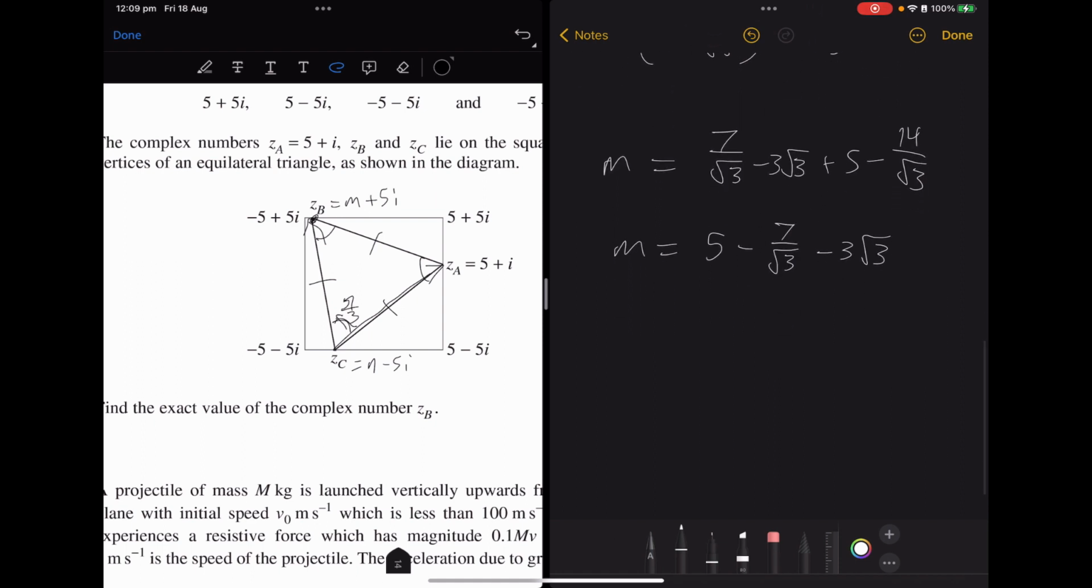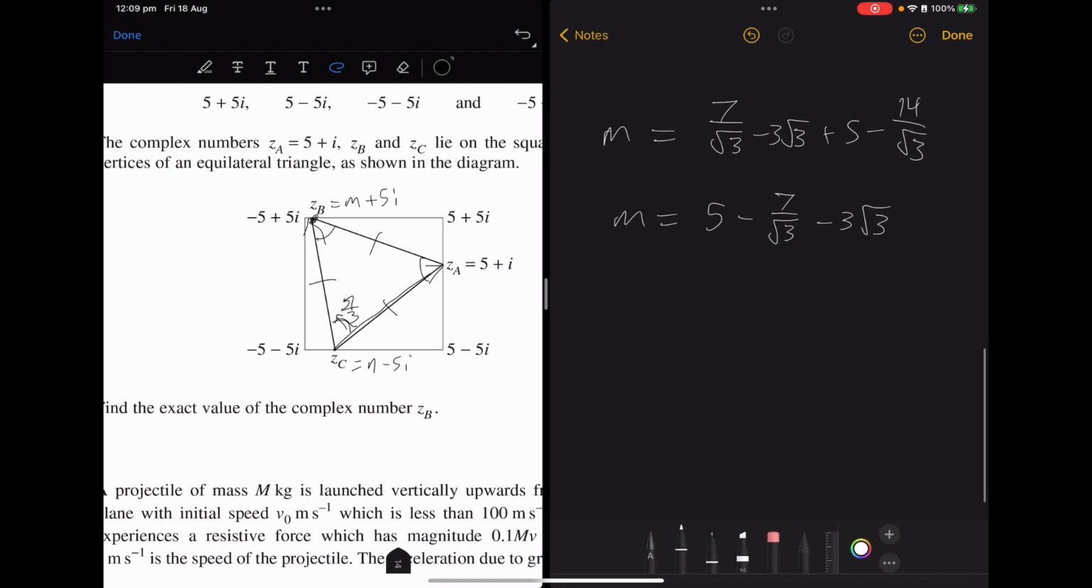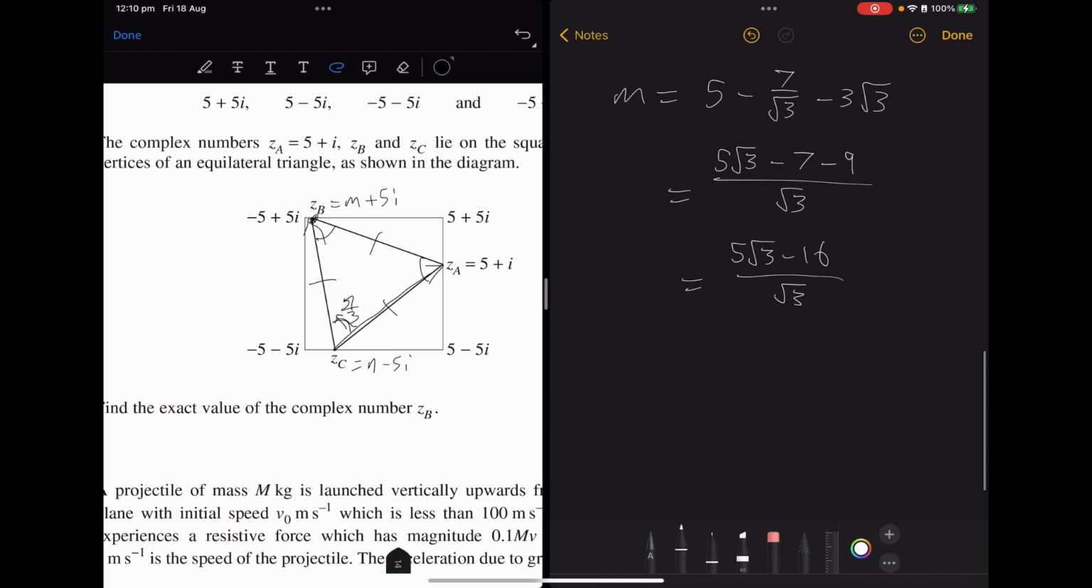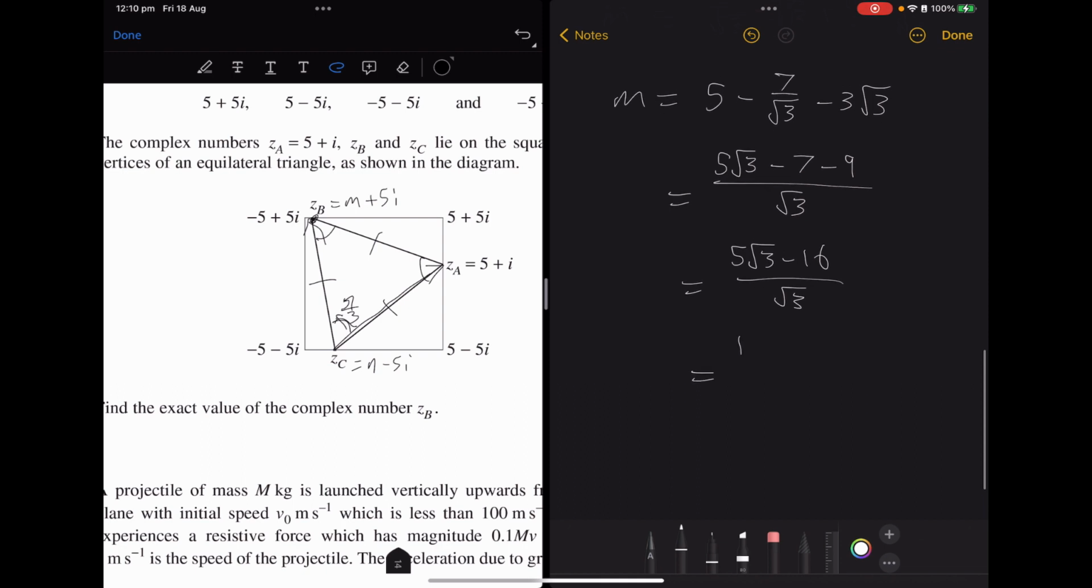So a little bit of a not very nice number, definitely. But if we simplify it down, we multiply everything by root 3, giving 5 root 3 minus 7 minus 9 over root 3, which equals 5 root 3 minus 16 over root 3. Multiplying by root 3 again just to get rid of the root in the denominator, that's 15 minus 16 root 3 over 3.